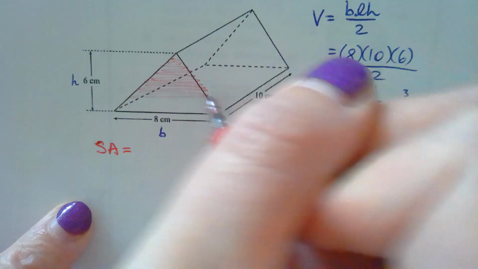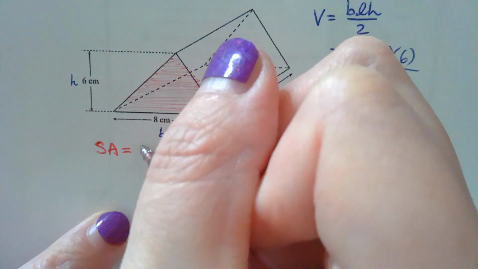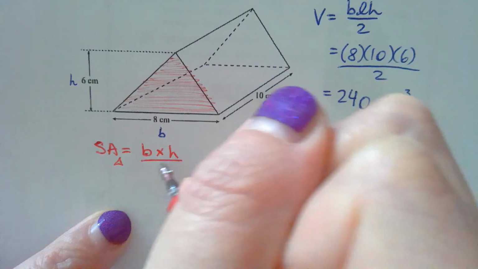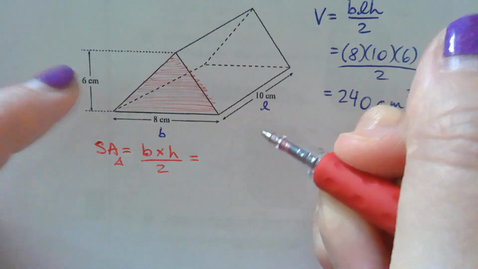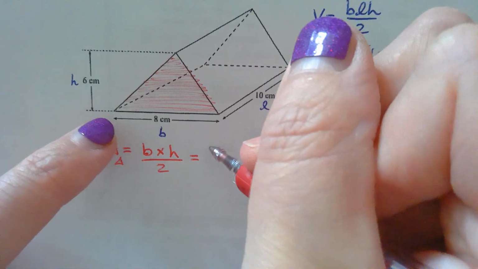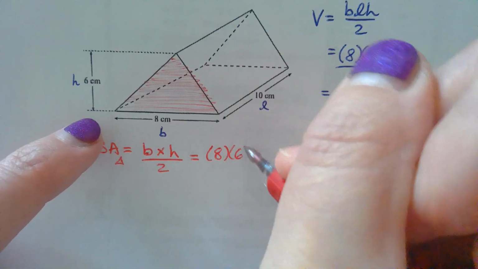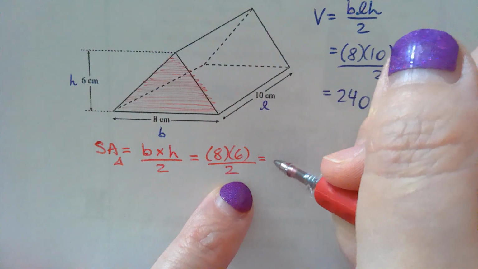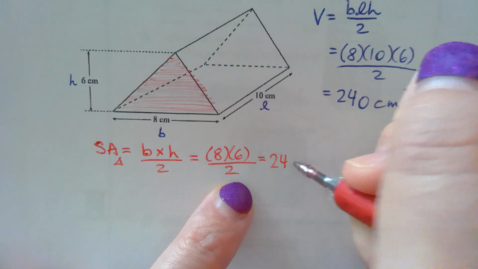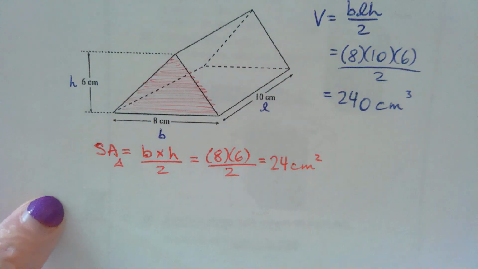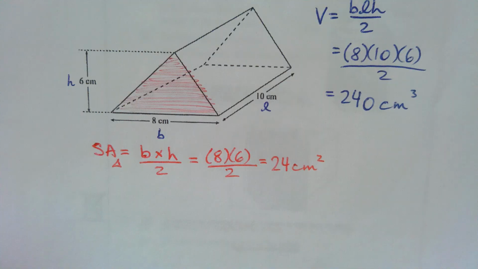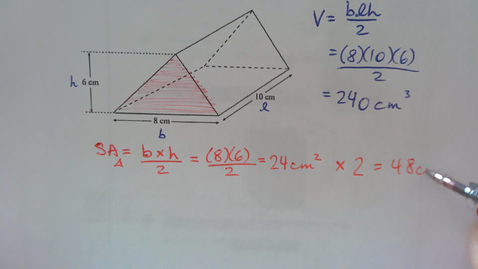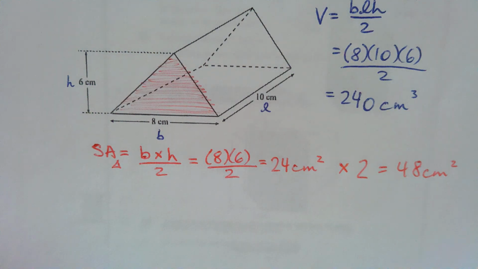So let's do, for example, this front triangle first. For the triangle, base times height divided by 2. Base is 8, height is 6, divided by 2. So 48 divided by 2, 24 centimeters square. So I got the triangle. How many of these triangles do I have? 2. So I times it by 2, 48 centimeters square. Then I just did the 2 triangles.